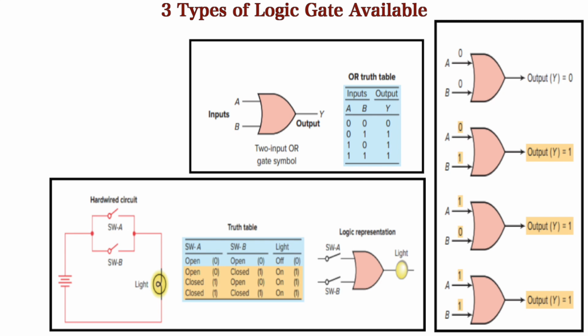Here in the truth table you can see when the inputs A and B are 0, the output is 0, and if either input A or B is 1 or high, the output is 1.